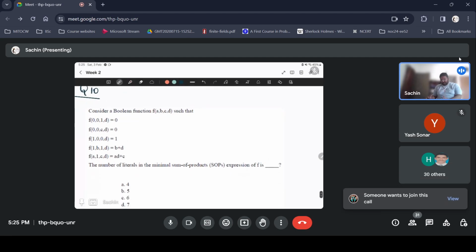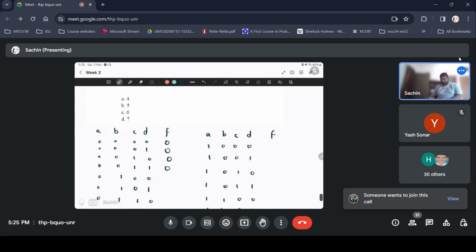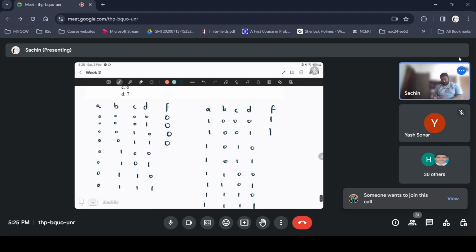The third one is f of 1, 0, 0, d is 1. So if a, b and c are 1, 0, 0, regardless of the value of d, the output is 1. So that's here, here, both these are 1. You see a, b, c are 1, 0, 0.